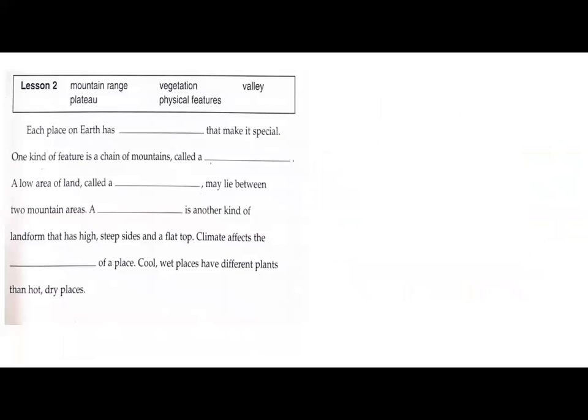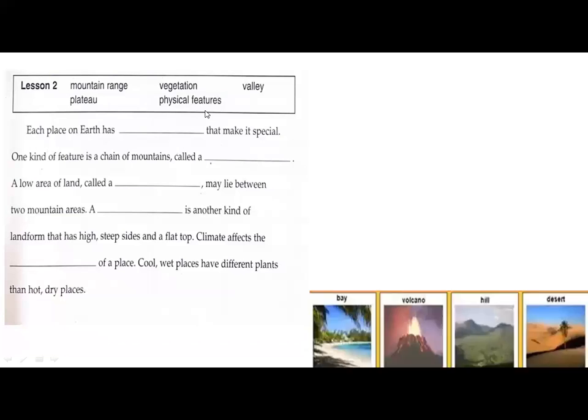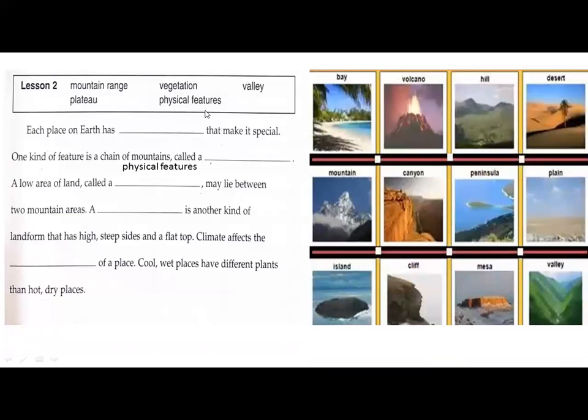Great, let's look at lesson number 2. Each place on earth has blank that makes it special. So each place on earth has what? Mountain range, vegetation, valley. Not every place has a mountain range or valley or vegetation or plateau. So the answer is physical features right there.